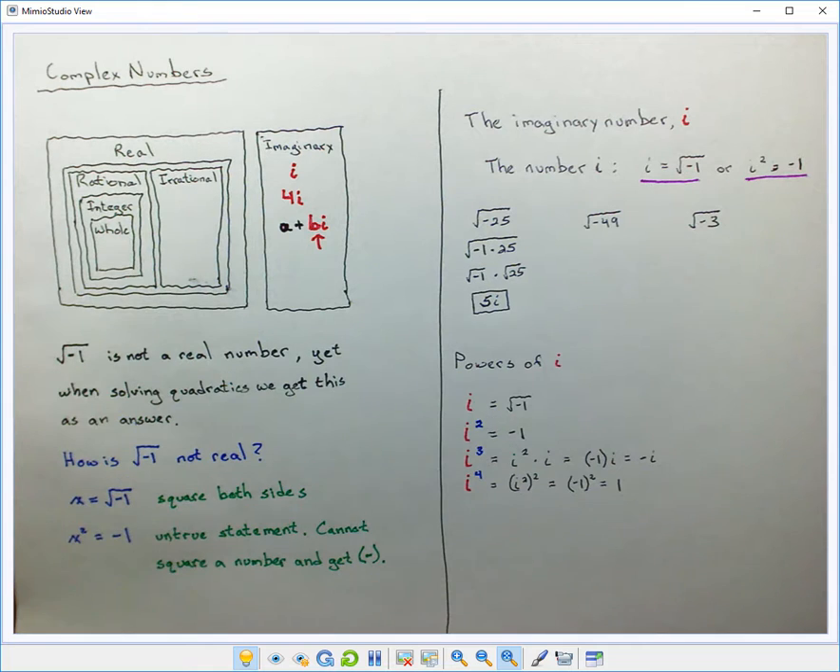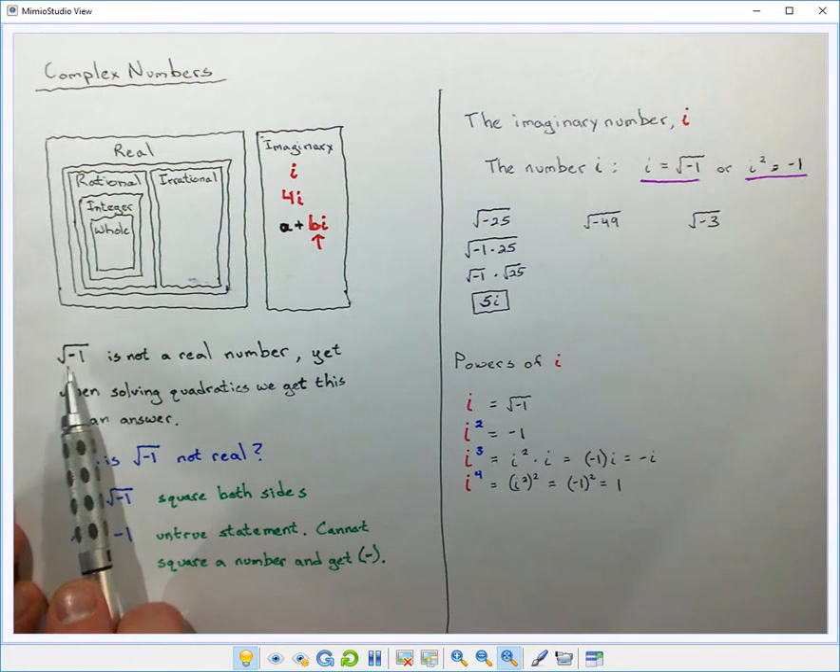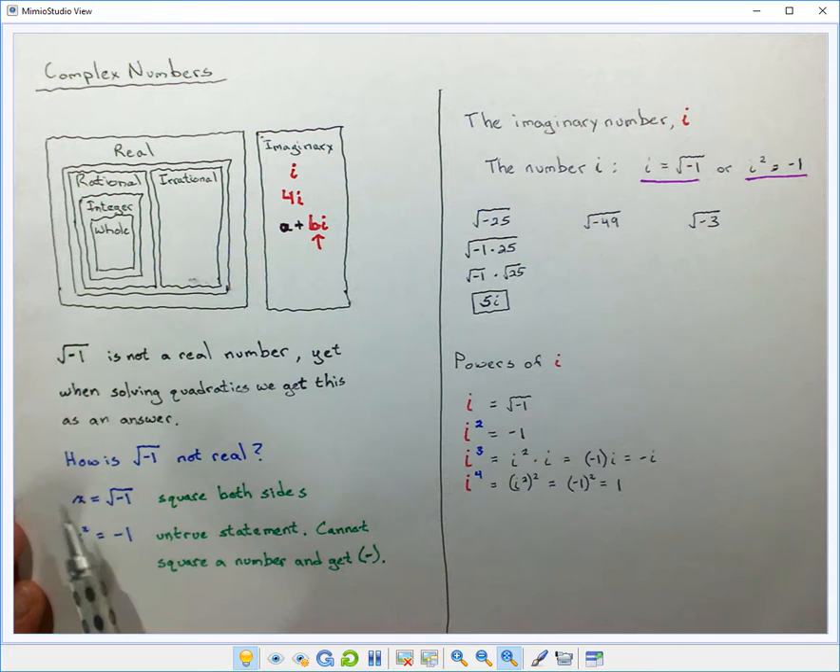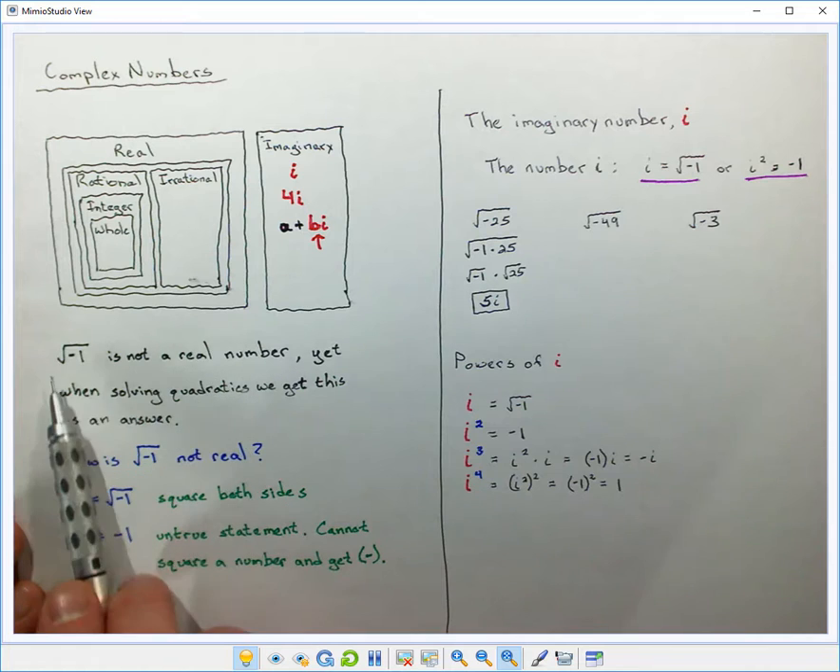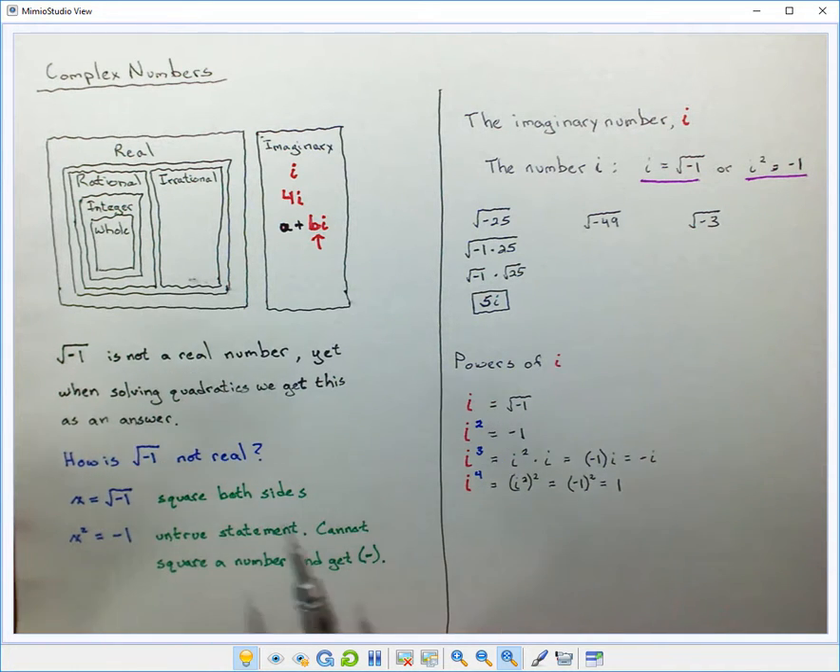Within math, there's a lot of philosophy. For years, centuries ago, there was debate on negative numbers and the number zero. And can you imagine what it was like with the imaginary number? A way to think about this is that as people were solving quadratic equations, they were getting solutions that had a negative sign under the radical. And this is not a real number. The square root of negative 1 is not a real number, yet when solving some quadratic equations, we can get this as an answer. So how is the square root of negative 1 not real?